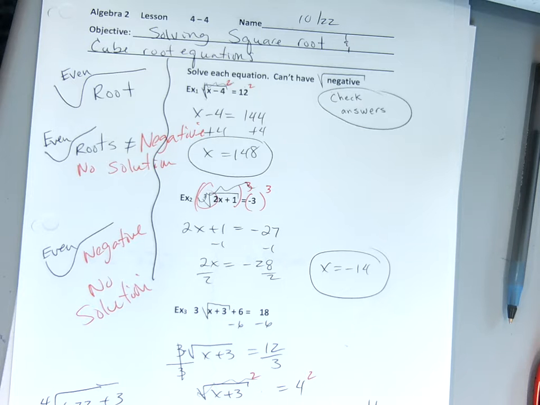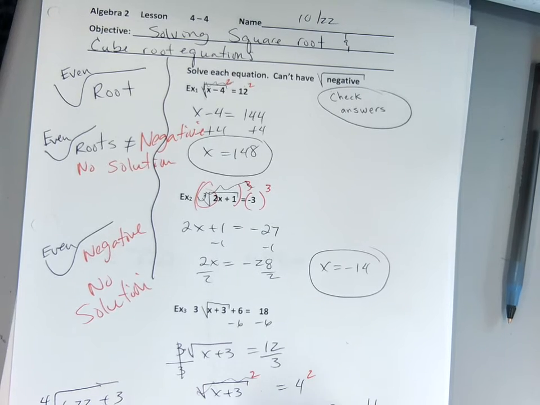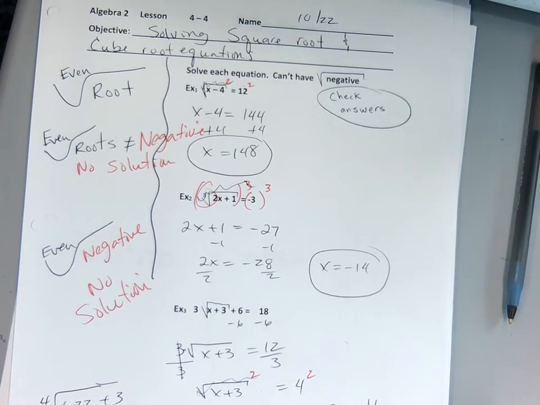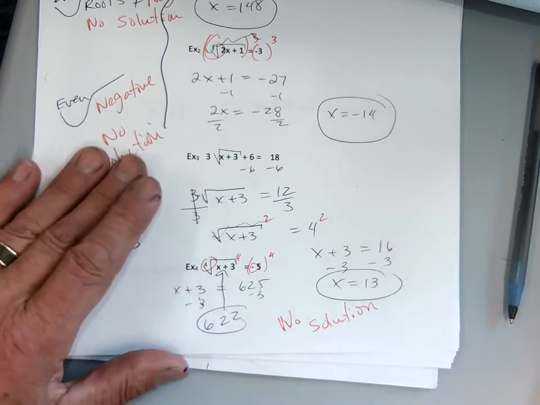Okay, let me keep going. So if it's an even root equal to a negative, no solution. It's really important. Okay, let me turn the page. Does that make sense?